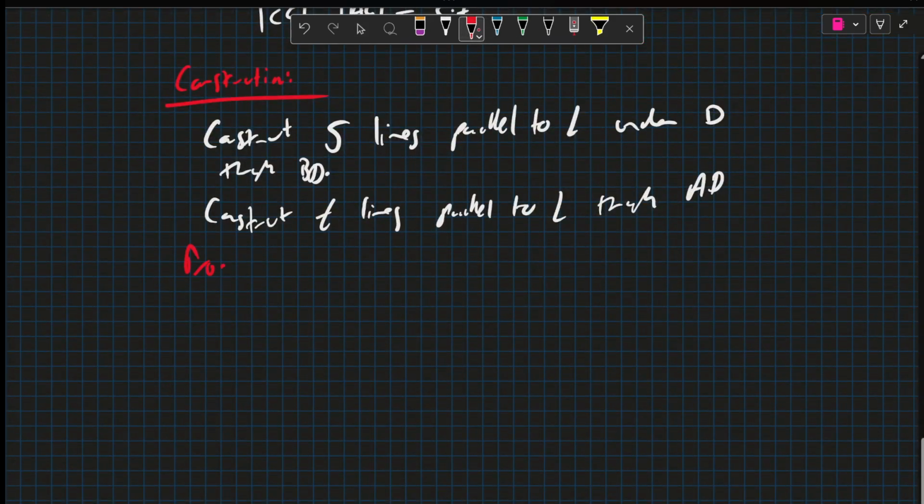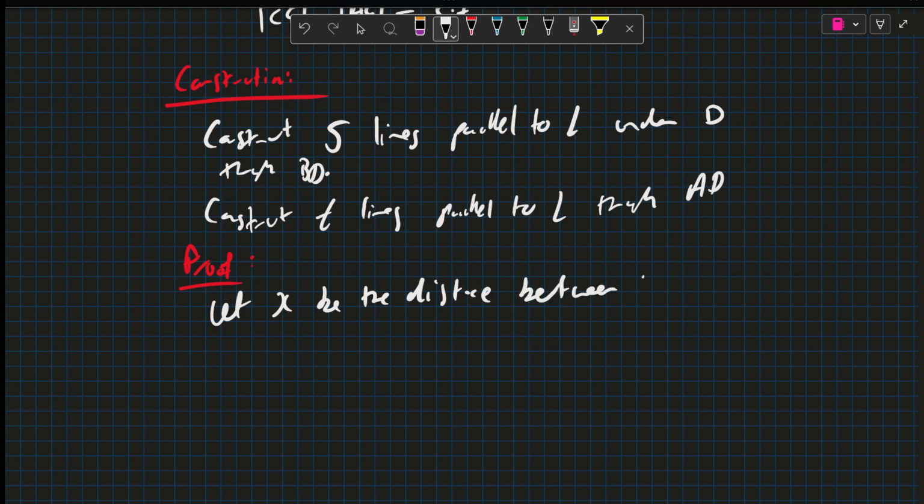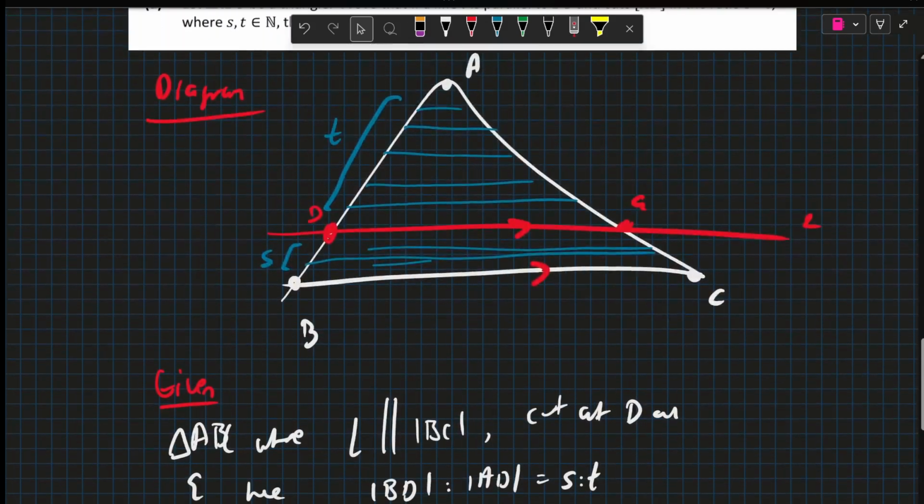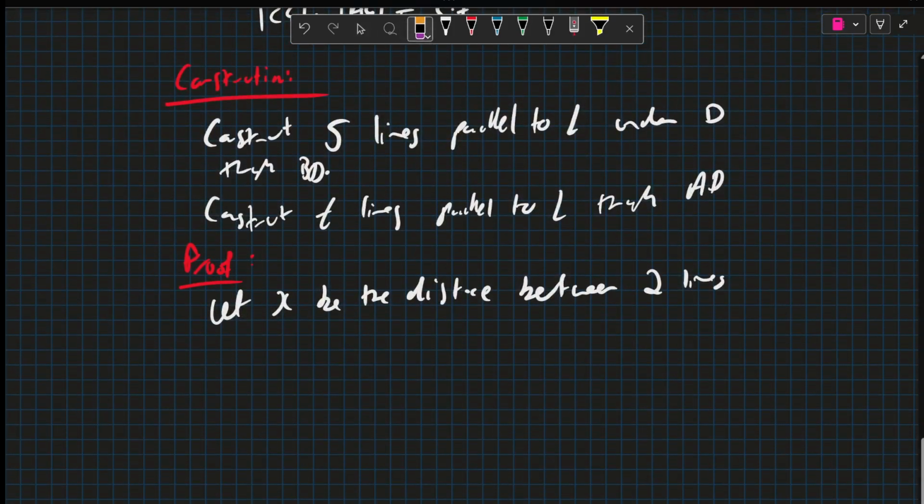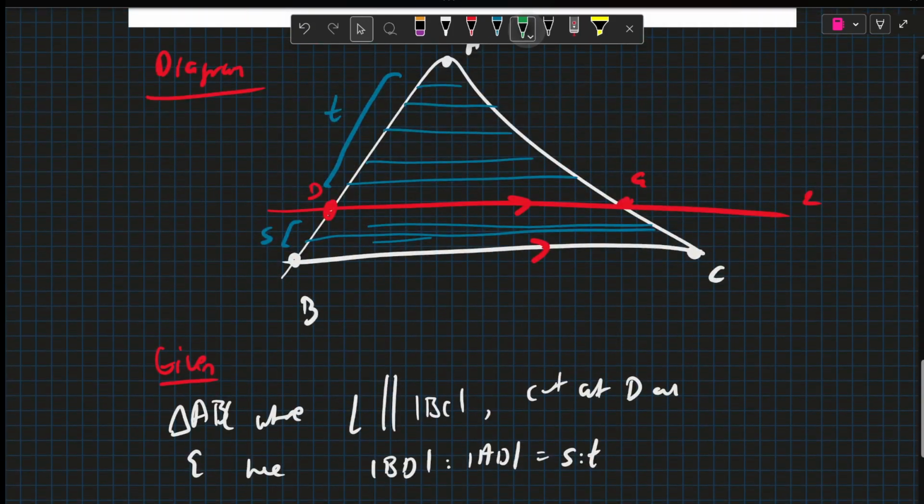Well, the proof starts by just defining some values. So we just say let x be the distance between two lines under DE, I guess we'll say. Two lines under the line segment DE. So what I mean by that is that each one of these gaps has a width of x.